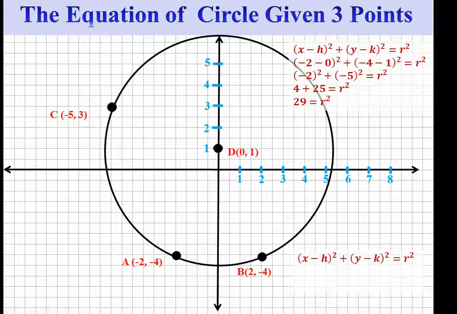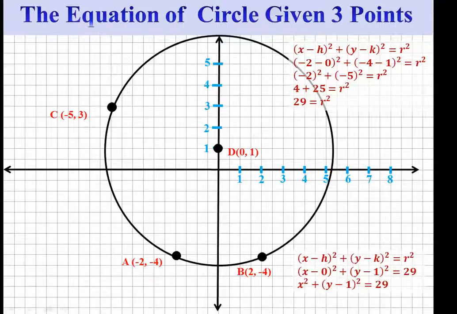Okay, now that I know what r squared is, I can use my center to write the equation. So I'm going to plug 0 and 1 in for h and k, and I'm going to plug the 29 in for the r squared. There we go. Now I can go ahead and simplify this because this says x minus 0, and we know x minus 0 is just x. So there's going to be my equation for this circle.